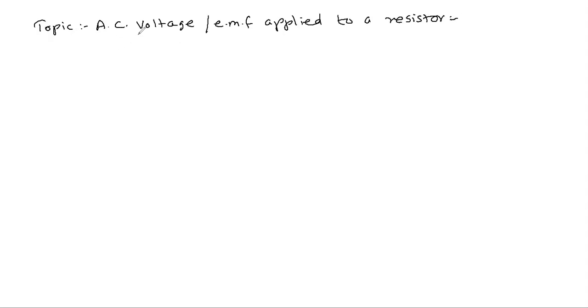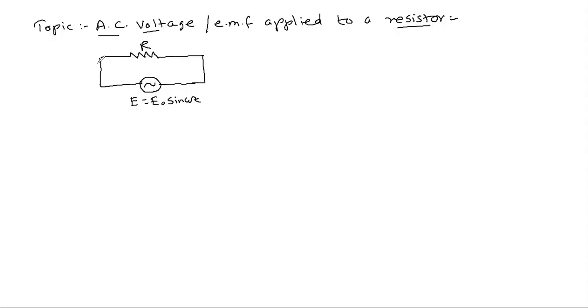So as you are applying the alternating voltage or EMF to a resistor, let us draw the diagram for this. The diagram will be the resistor of resistance R, and we will apply the alternating voltage or EMF across this resistor R, that is E is equal to E naught sine of omega t. This is the expression for this EMF.